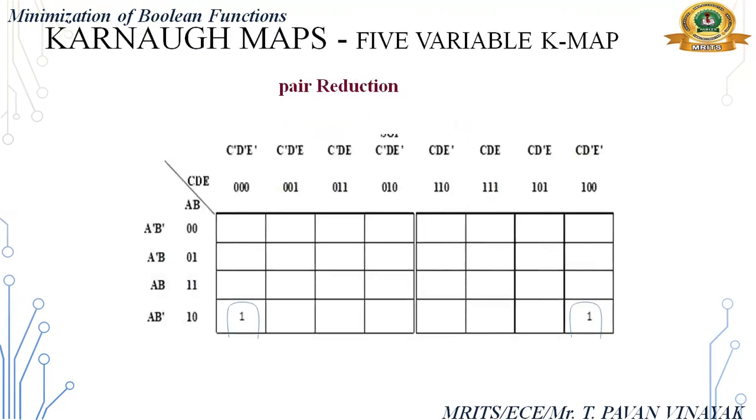Okay. Next, 5 variable. Pair reduction. Corners you can take. A bar, B bar, D bar, E.